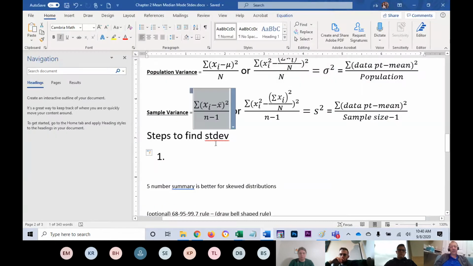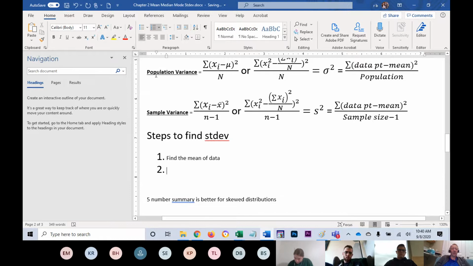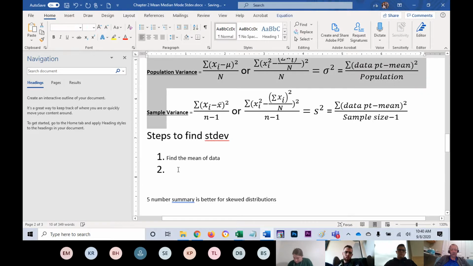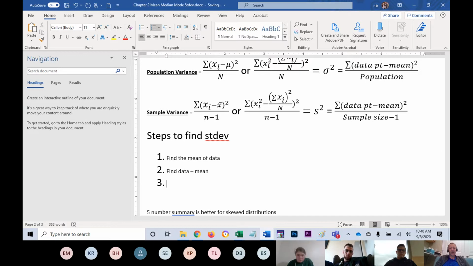Now, some of you like steps, and so I'm going to give you some steps. The first step is to find the mean of the data. This is true whether you're talking about the population or the sample. The second step is to find data minus the mean. The third step is you're going to square the difference. The fourth step is you're going to find the sum of the squares.